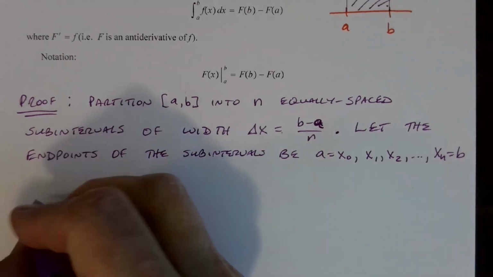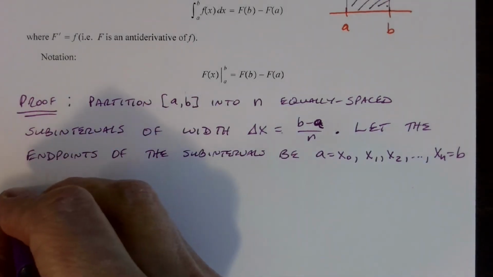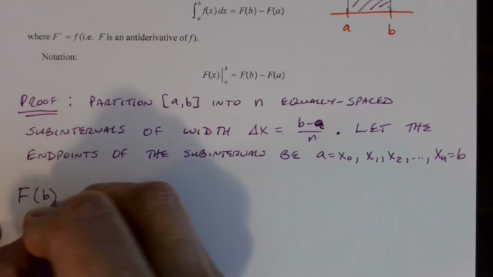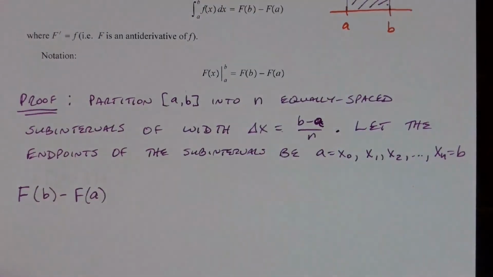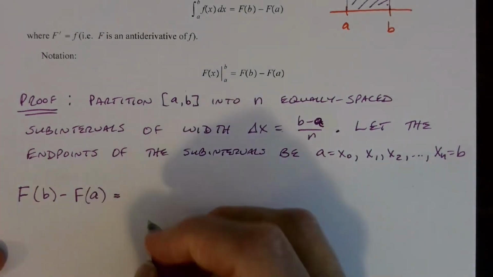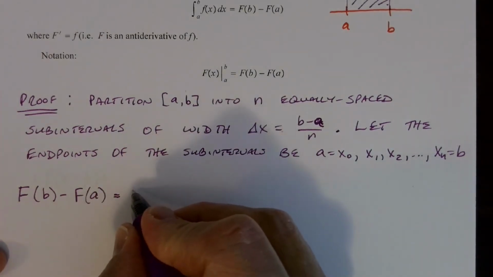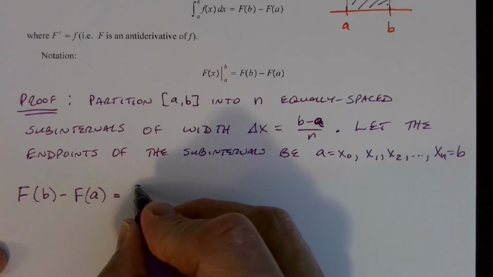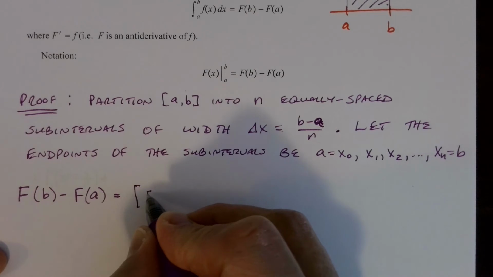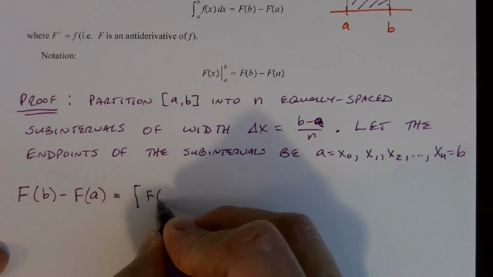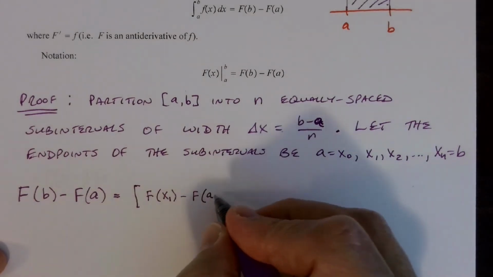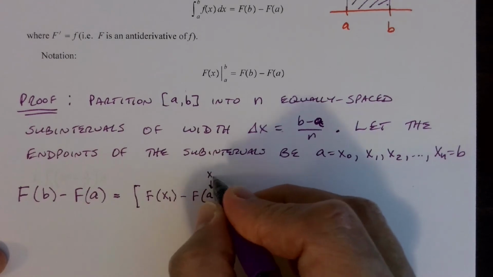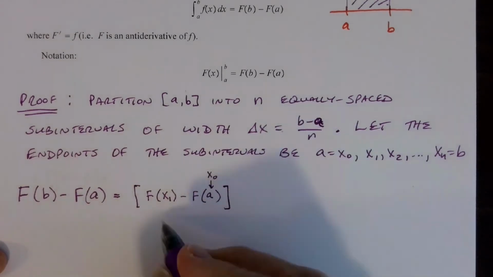Now, here's what we're going to do. Capital F, right, was this antiderivative. So I want to look at F of b minus F of a. I want to start there. That's ultimately going to be what we want to connect here in a minute. I'm going to write this out a little bit differently. F of b minus F of a, I'm going to write it as F of x1 minus F of a. By the way, remember a is x sub 0. So there's going to be a pattern here. Okay, so this is the first subinterval.